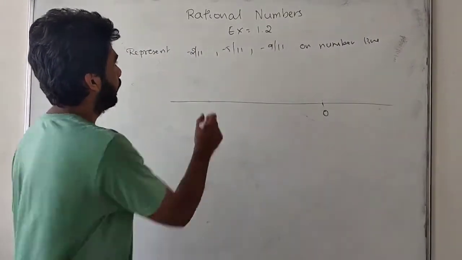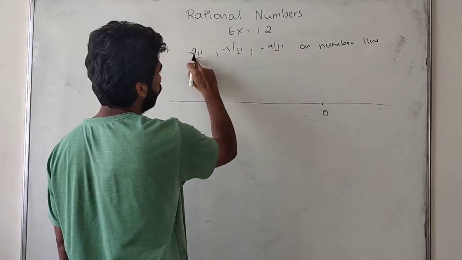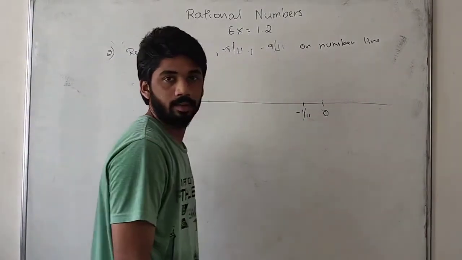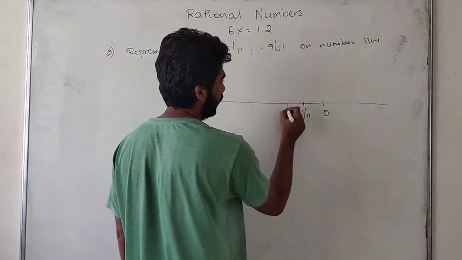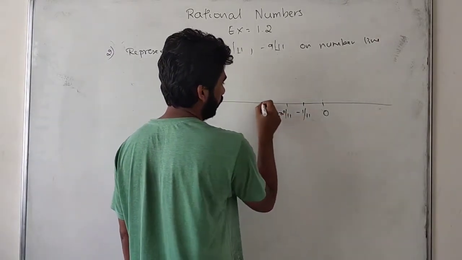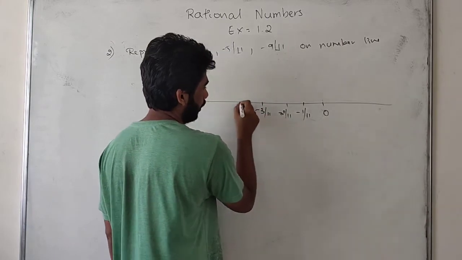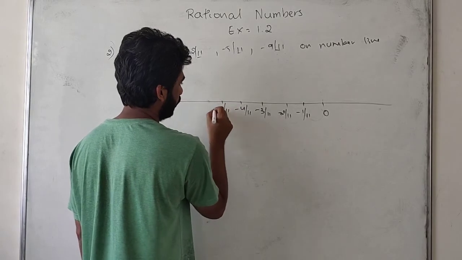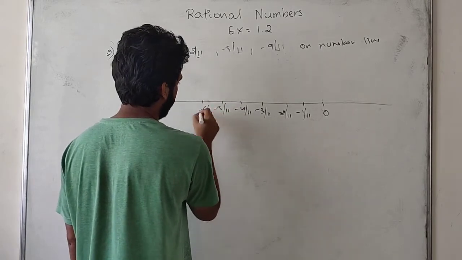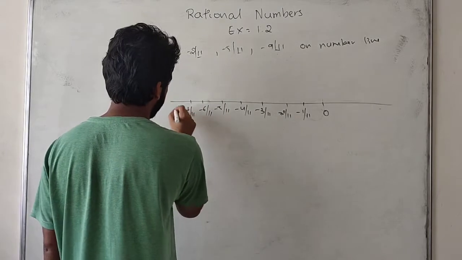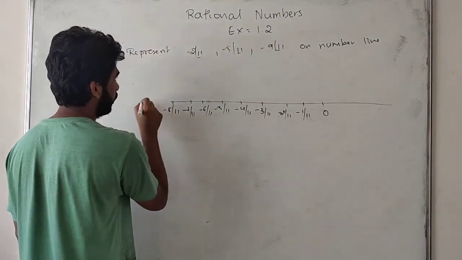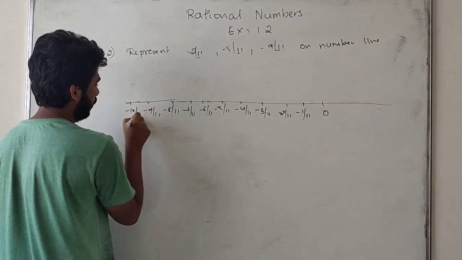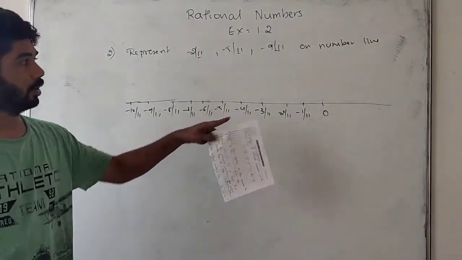See here friends, 11 is common. So I will take it as minus 1/11. After that minus 2/11, minus 3/11, minus 4/11, minus 5/11, minus 6/11, minus 7/11, minus 8/11, minus 9/11 and minus 10/11. These are all the numbers.